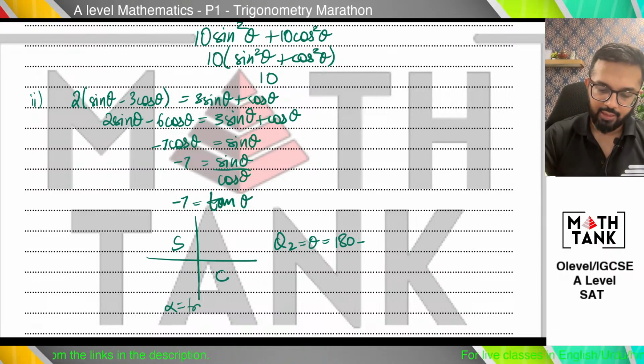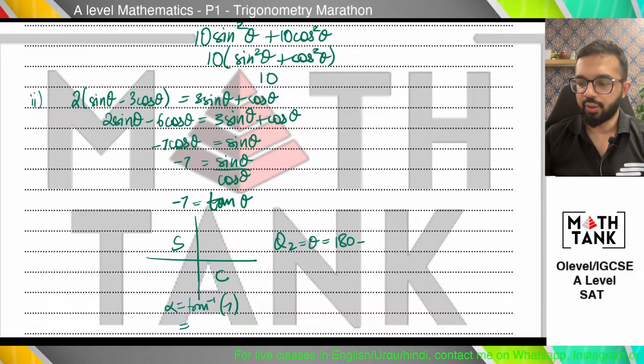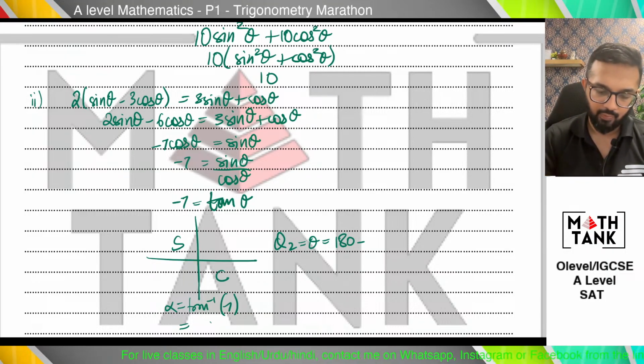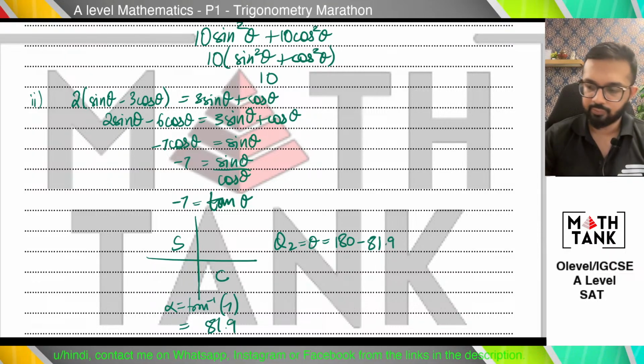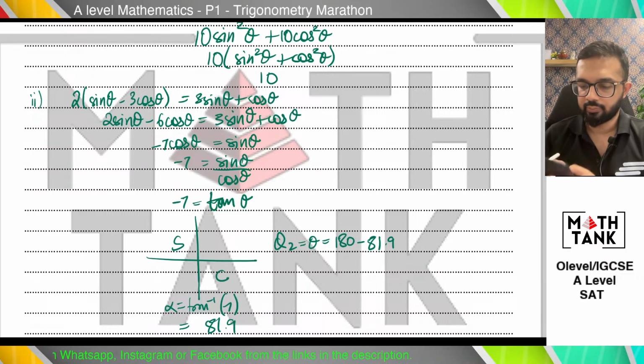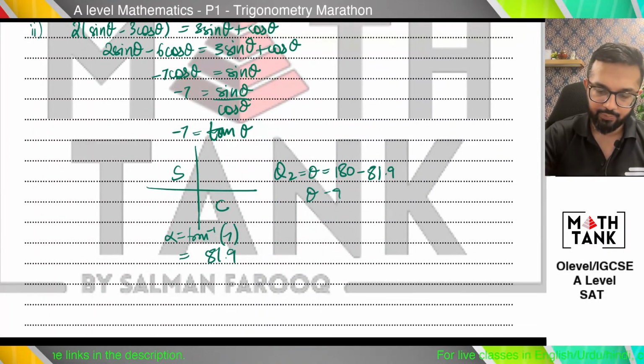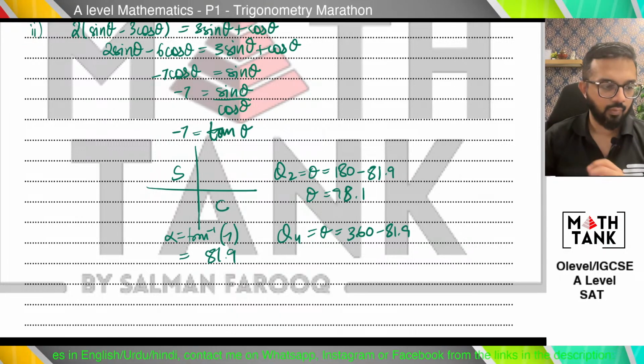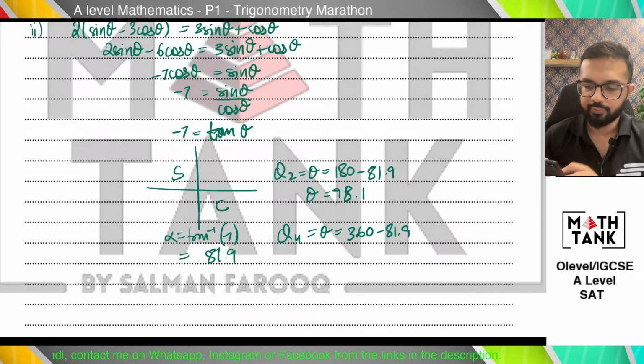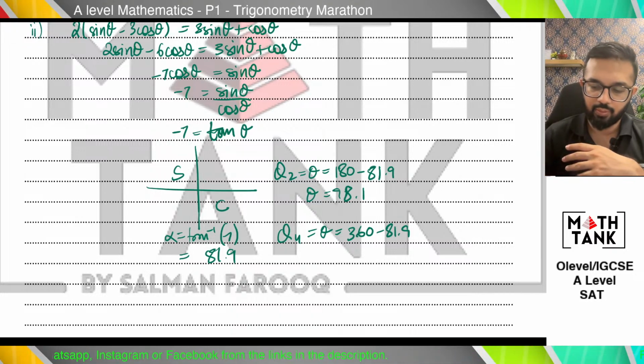Alpha is equal to tan inverse of 7, which is 81 point... Okay, 98.1. Yes, that's the correct answer. Quadrant 4. 78.